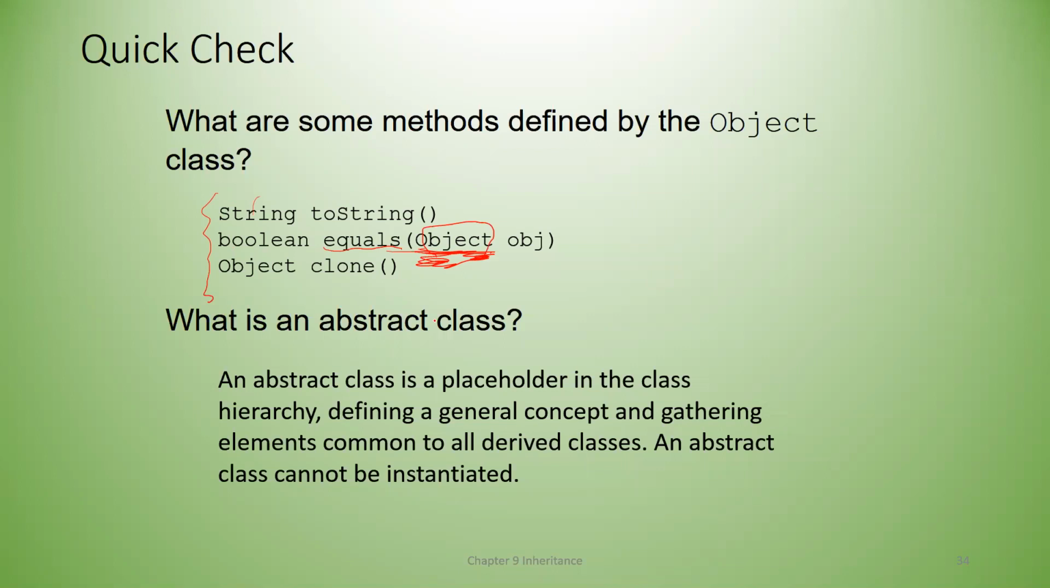What is an abstract class? An abstract class is a placeholder. It's useless in the sense of creating objects. You cannot create an object from it. But why do we need an abstract class? Because we can place all the common characteristics and common behaviors in that class, and then the child classes will define them differently. So that's why it's useful. Just remember, an abstract class cannot be instantiated. That means you cannot create an object from it.